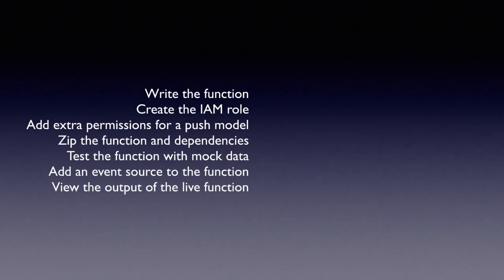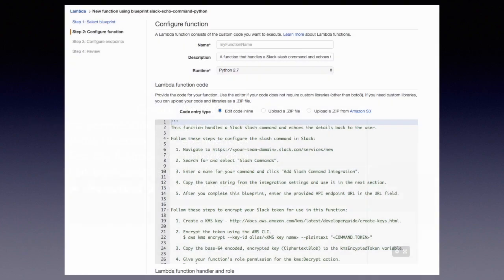So once you've done that, what does the deployment process actually look like? First, you write your function, then you create your IAM role, you add your permissions, you have to zip up everything with their dependencies, you have to run your tests, you have to add an event source, and then you have to view the output. This is all very complicated and requires lots of steps. Again, you can try to do that with the console. This is what it looks like. It's not very intuitive and not very easy to use.